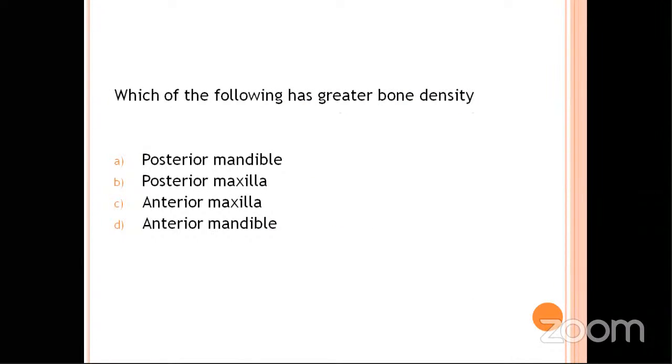Yes. So which of the following has greater bone density, and which is a very ideal region to place conventional implants? Which has the greatest bone density? The posterior mandible, the posterior maxilla, anterior mandible, so it's actually the anterior mandible.